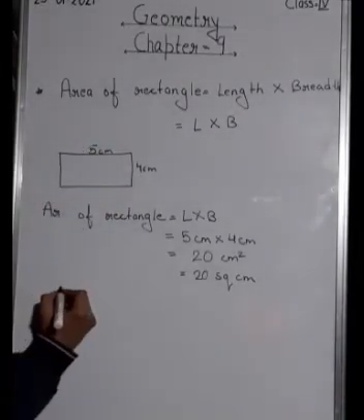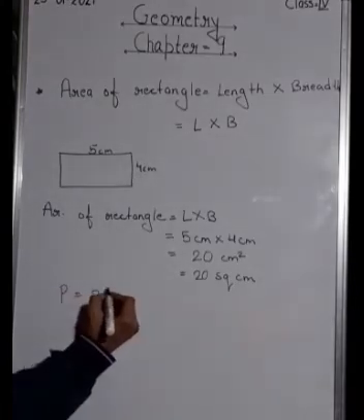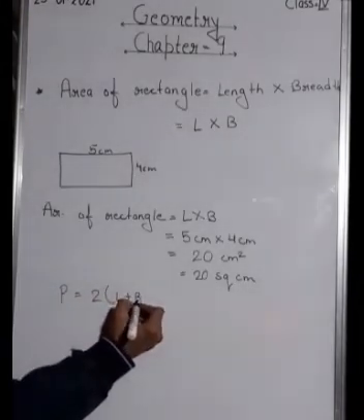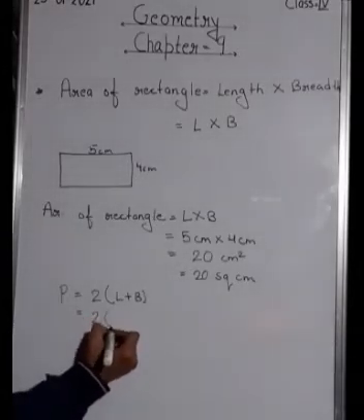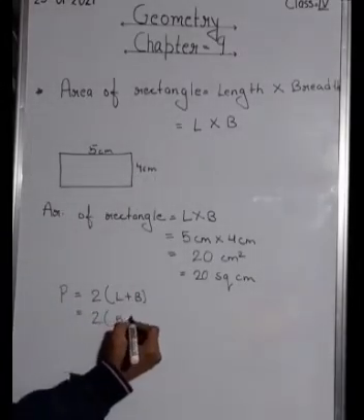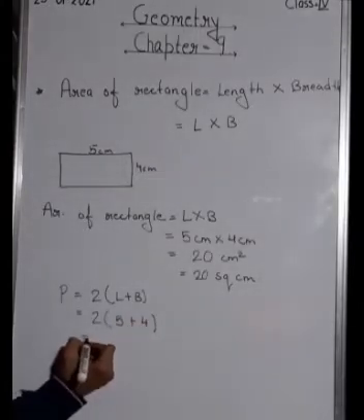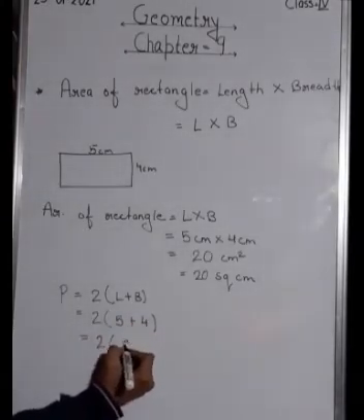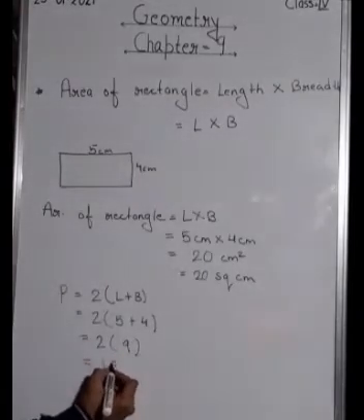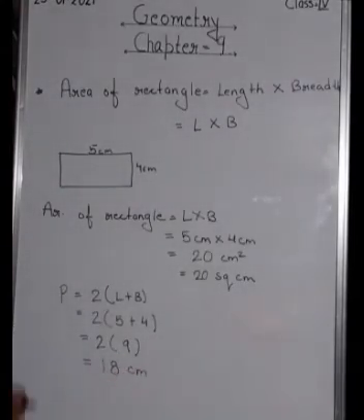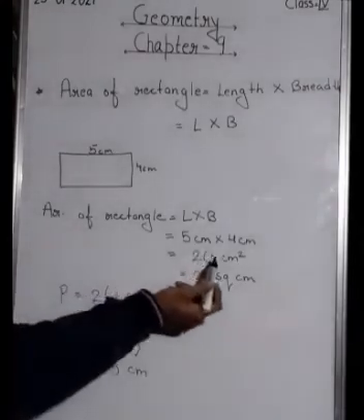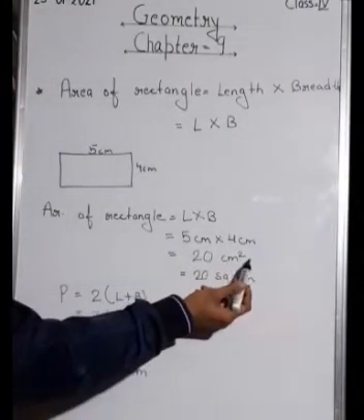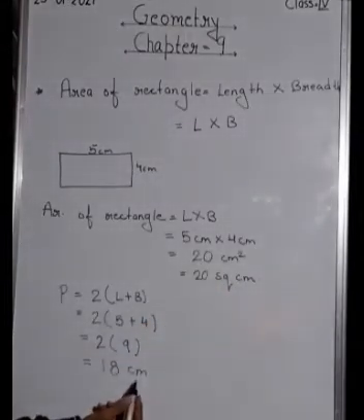So how are you going to find it? I told you the perimeter of a rectangle is equal to 2 in bracket L plus B. So you will write 2. What is your length? 5. What is your breadth? 4. Now you have to solve it. 2 into 5 plus 4 will be 9, and 2 nines are 18 centimeter. Keep this in mind that area is always in centimeter square, but in perimeter we just have centimeter or meter. So this is the way of finding the area and perimeter of a rectangle.